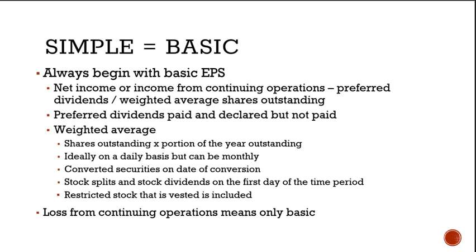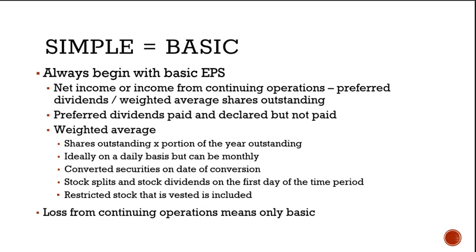So when we're calculating the earnings per share, we always start with basic. We always use our initial net income from continuing operations, or net income, just the last number on the income statement, minus the preferred dividends, and divide by weighted average shares outstanding. We include preferred dividends paid and even those that are declared but not paid. So even if they haven't been paid, the preferred dividends, as long as they've been declared, are subtracted out of that. So how do we get this weighted average? We take the shares outstanding times the portion of the year outstanding.